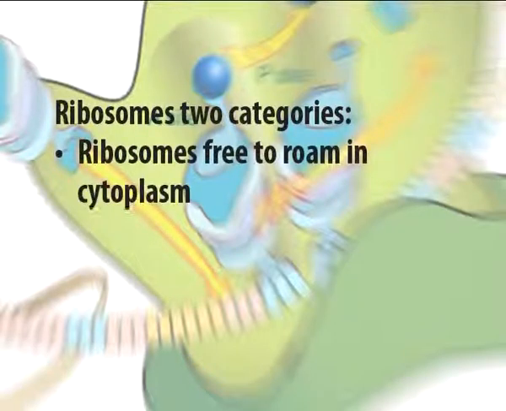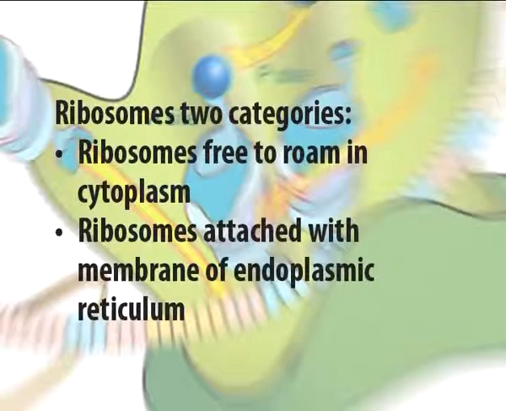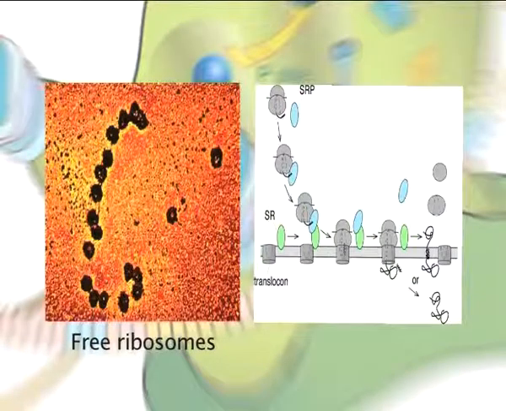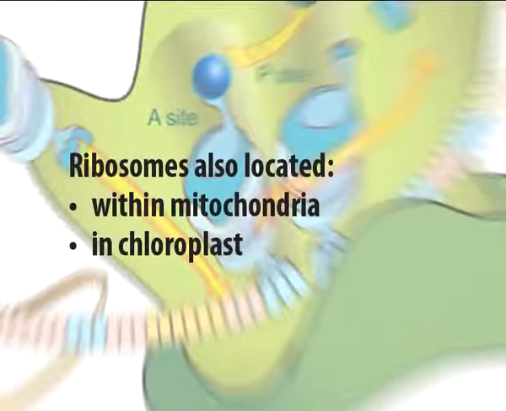The ribosomes fall into two categories: those that are free to roam in the cytoplasm and those that are attached with the membranes of endoplasmic reticulum, thus causing a rough surface. Although the two kinds of ribosomes play similar roles in translating mRNA to produce proteins, the ribosomes in the cytoplasm allow their proteins to roam about freely, while the bound ribosomes transfer their functional proteins into the endoplasmic reticulum. In addition, ribosomes are located within the mitochondria and in the chloroplast.